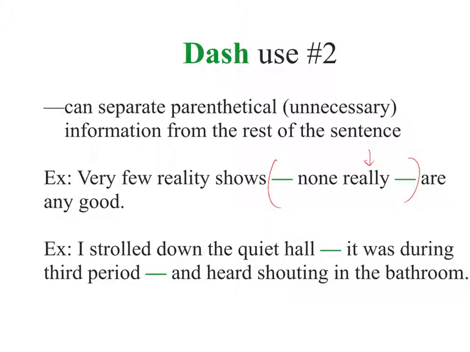Next example. I strolled down the quiet hall, it was during third period, and heard shouting in the bathroom. It's not really necessary to know exactly when I was strolling down the hall when I heard shouting in the bathroom, but it does just add a bit of information. But because it's unnecessary, if you put it between the dashes, that tells the reader that, hey, I'm going to jump in here with some more information, but it's not really that necessary. And that's the second use.